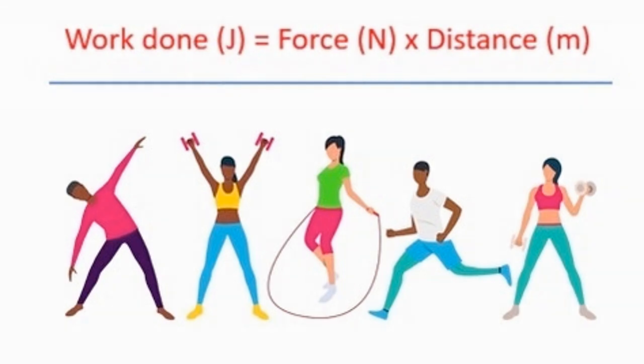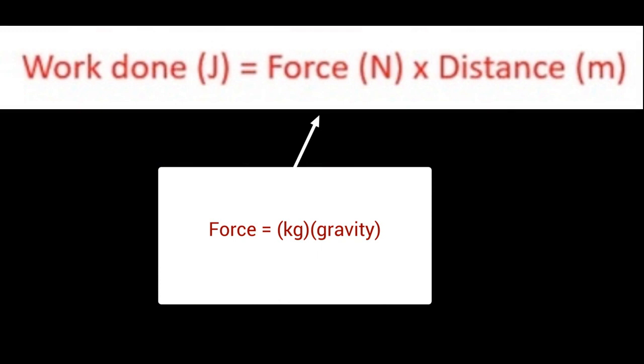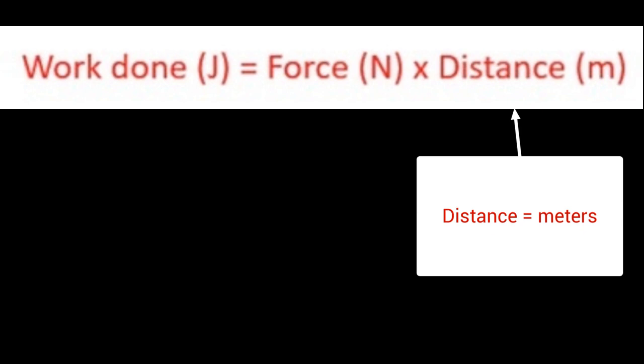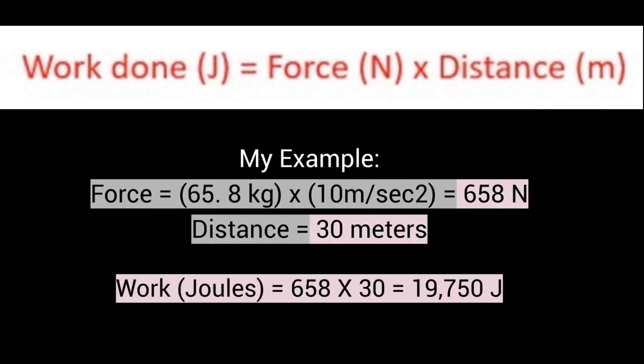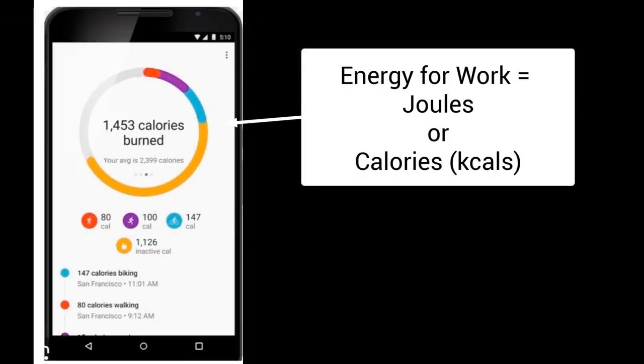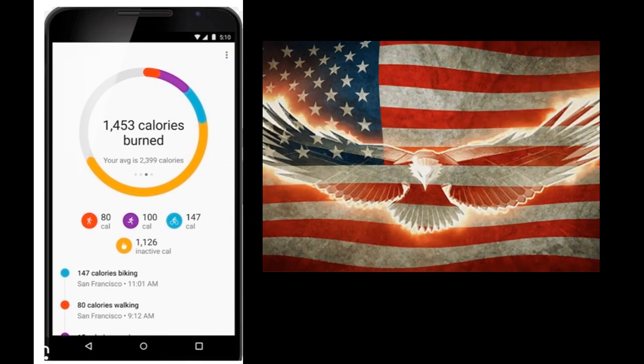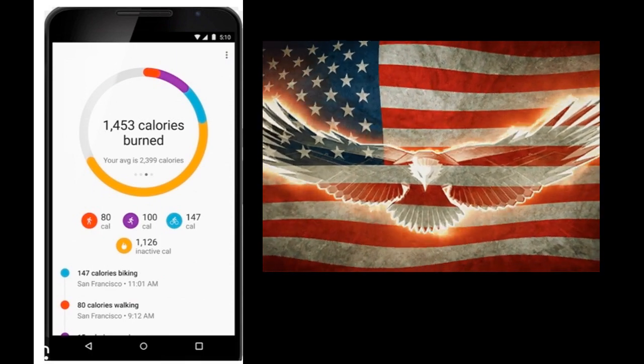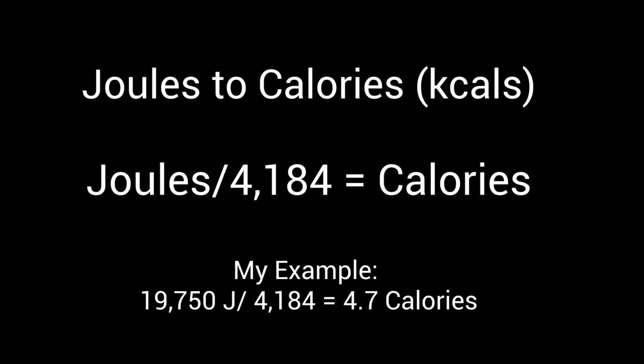Exercise involves doing work. You need to know your force, which is your mass times gravity, and the distance that you've covered during the exercise in meters. Here's my example. I have a force of 658 newtons, and if I go 30 meters, I burn 19,750 joules. We're not used to joules. We use calories. You can convert joules to calories, and calories is kcals everywhere except for America.